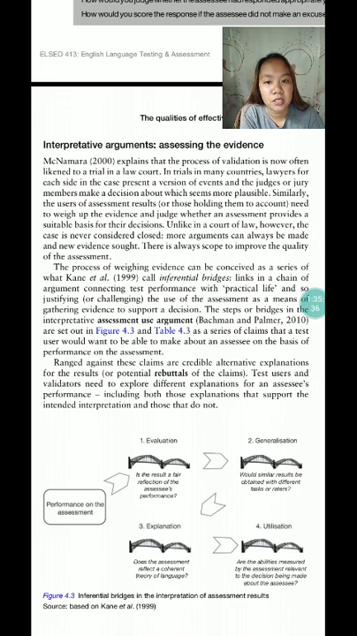The steps of the bridge in the interpretive assessment use argument are set out in Figure 4.3 and Table 4.3 as a series of claims that a test user would want to be able to make about an assessee on the basis of performance on the assessment. Ranged against these claims are credible alternative explanations for the result, or potential rebuttals of the claims. Test users and validators need to explore different explanations for an assessee's performance, including both those explanations that support the intended interpretation and those that do not.